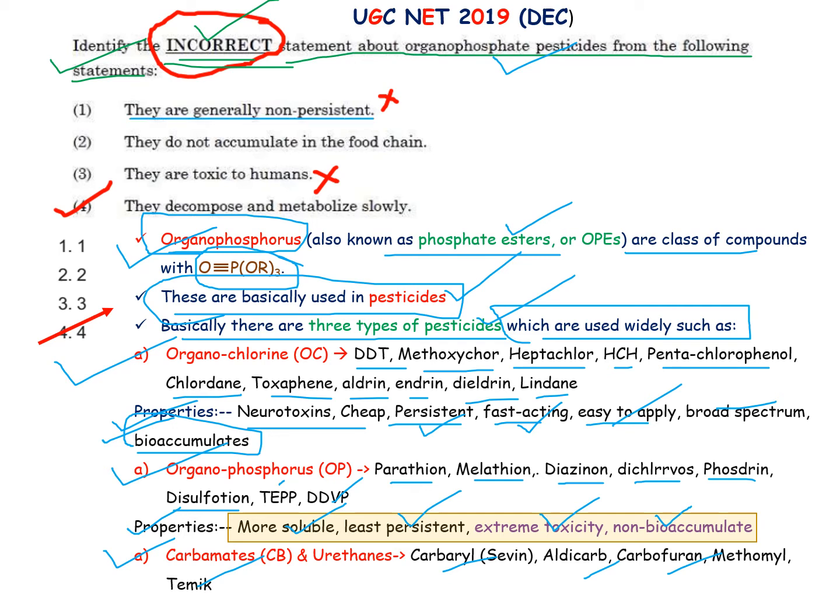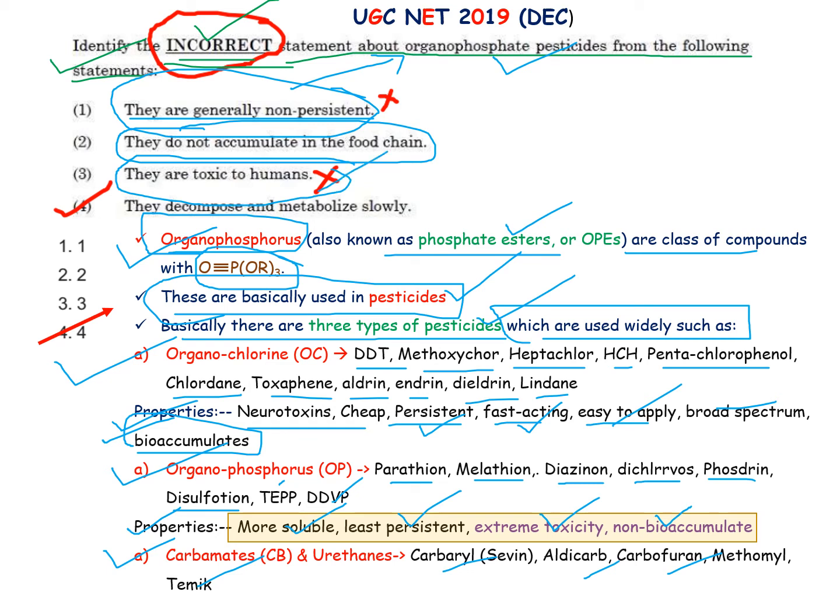Okay, it is given as least persistent, so this option is totally right. This is the right statement for the organopesticides. They do not accumulate in the food chain. This is also right, because it is given that it does not bioaccumulate. If it does not remain in the food chain, it will not harm the human. It is also a right statement.